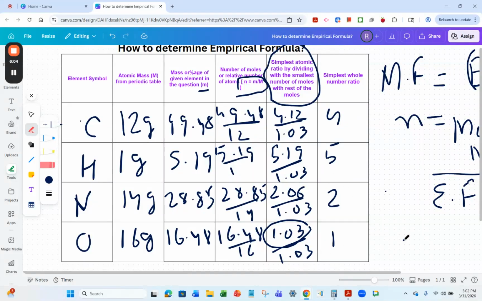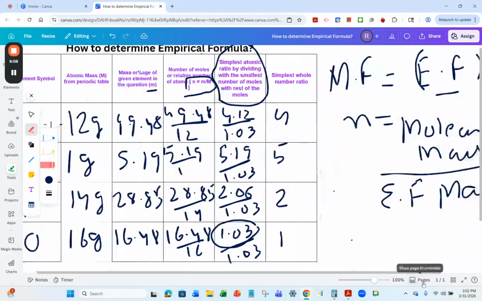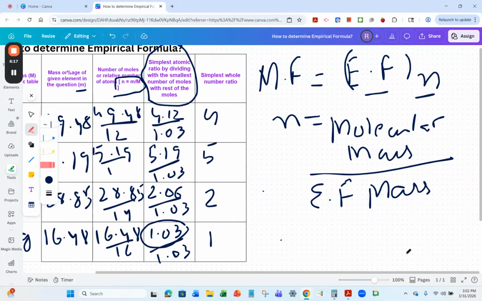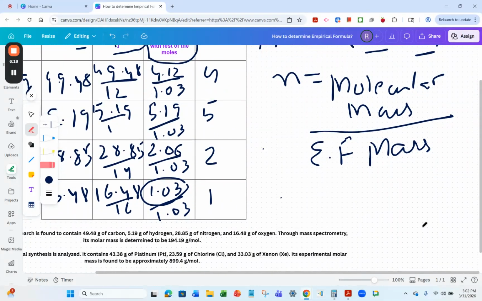So it means my empirical formula is, I'm going to show you the formula because eventually we need to find the molecular formula. First, empirical formula. So empirical formula is carbon 4 as a subscript, hydrogen is 5, nitrogen is 2, oxygen is 1.